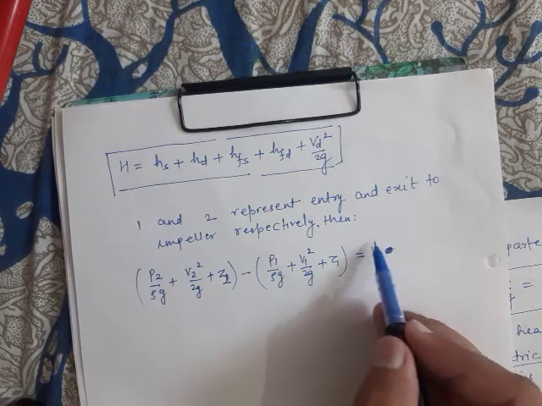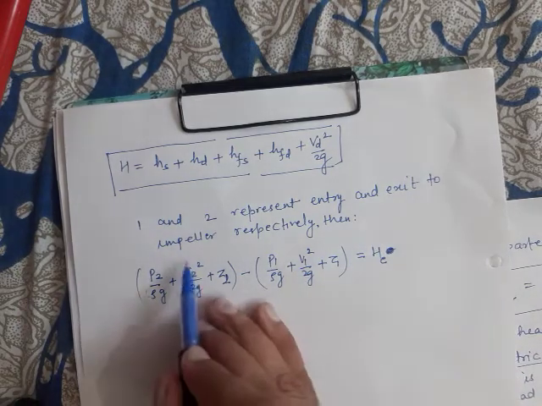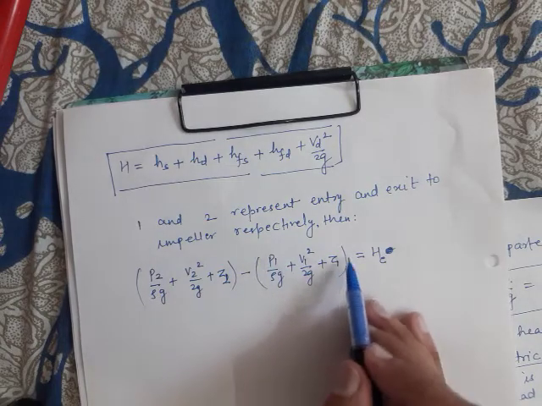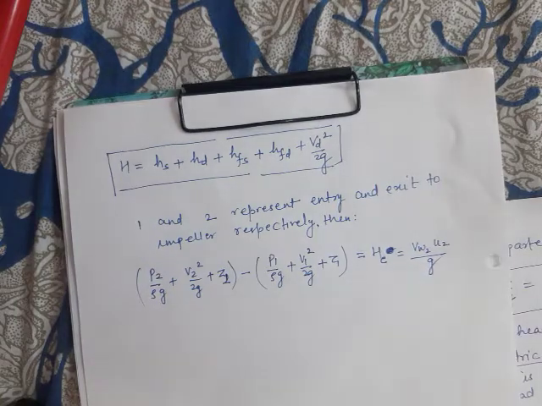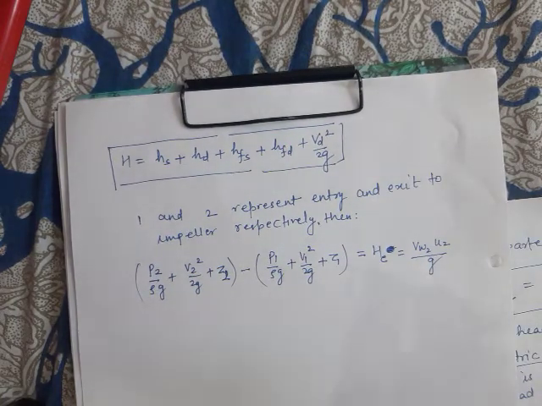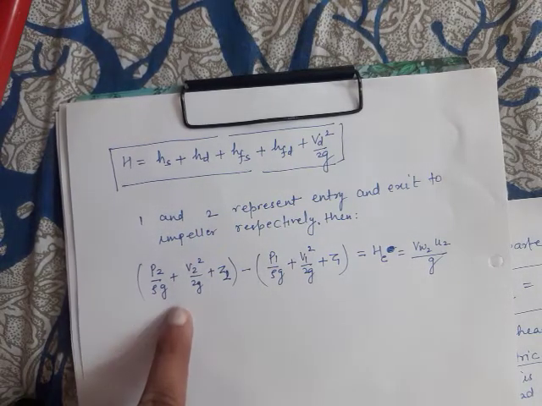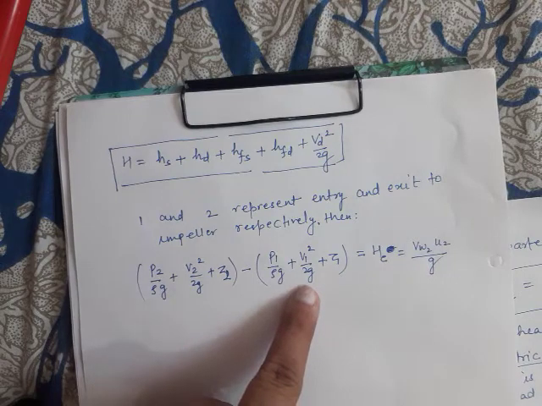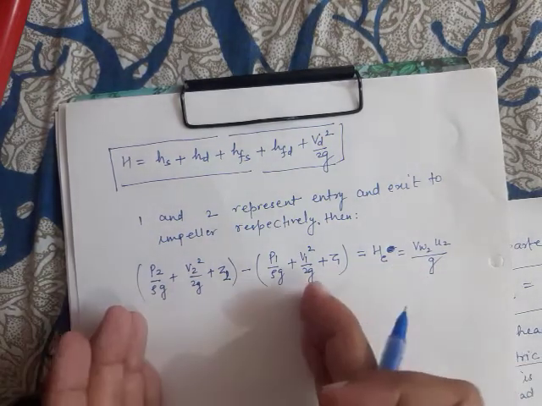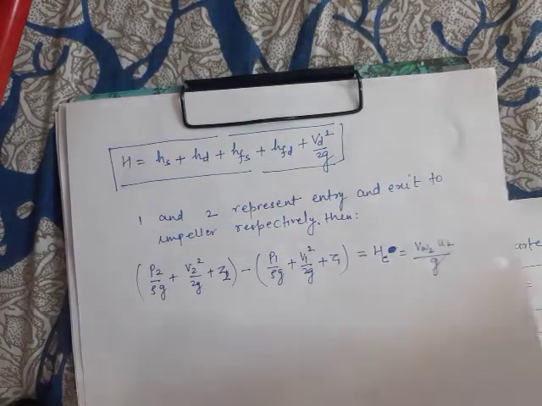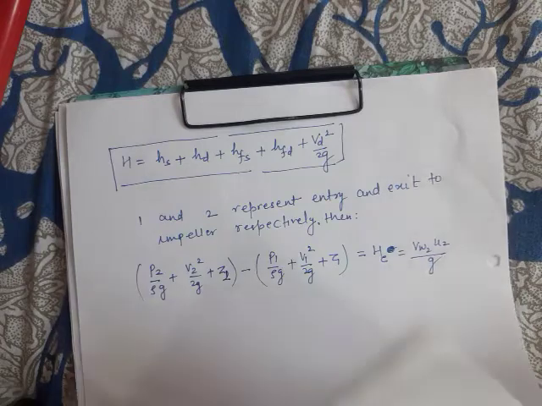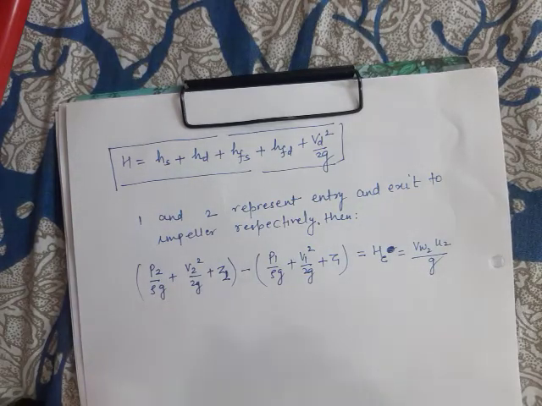The head imparted by the impeller, which is the Euler head, is equal to the total head at the exit of the impeller minus the total head at the inlet to the impeller, and it will be Vw2 U2 by g. So please note a particular difference of one point. 1 and 2 indicate inlet and exit of the impeller. The difference of the two represents the head imparted by the impeller, which is equal to the Euler head. While we saw I and O, they are the head imparted by the pump.